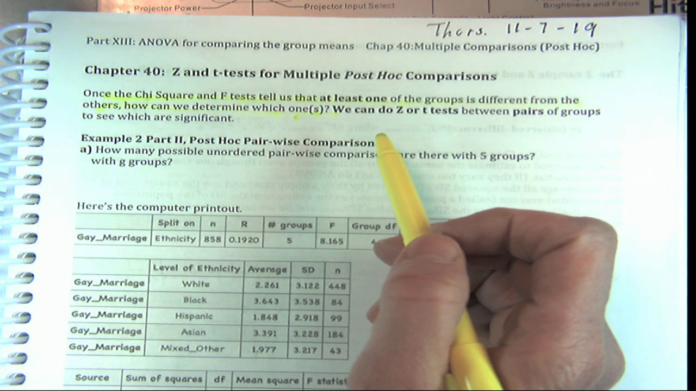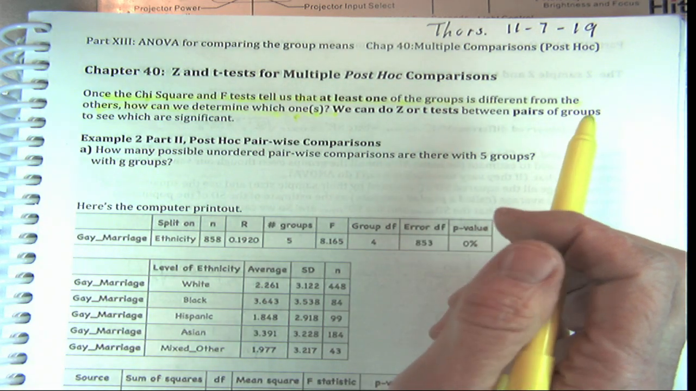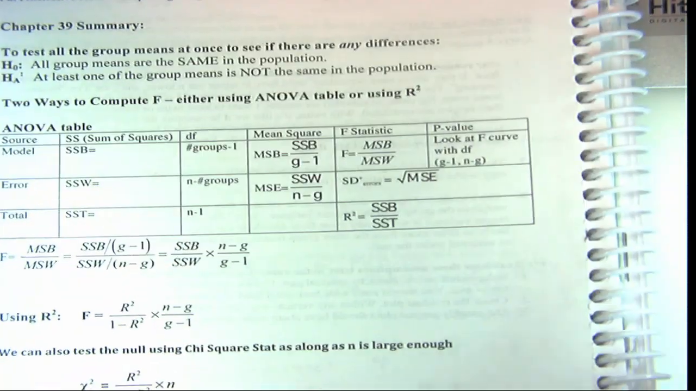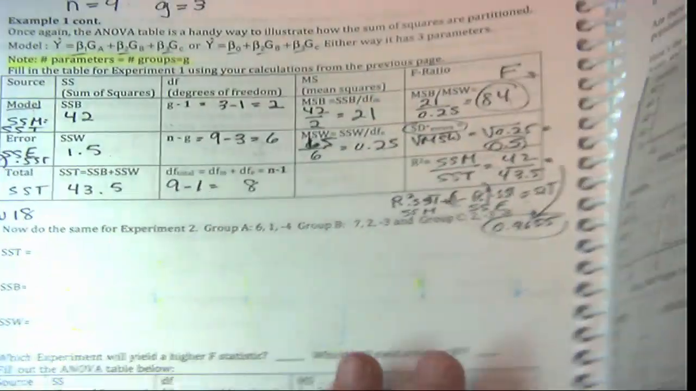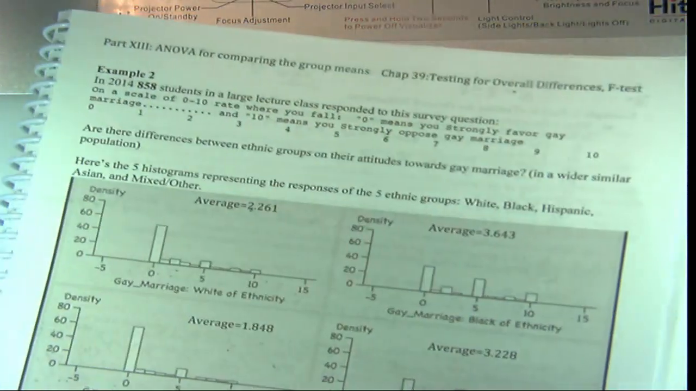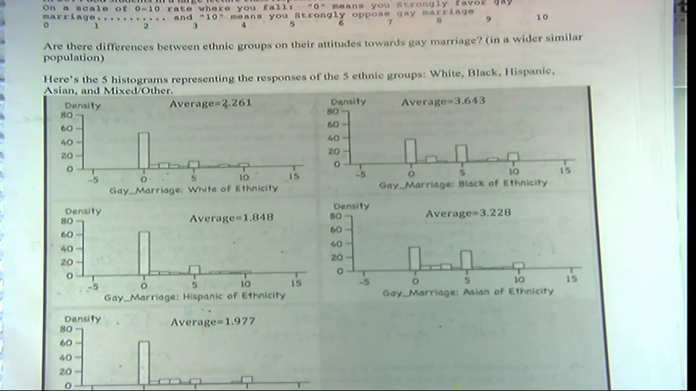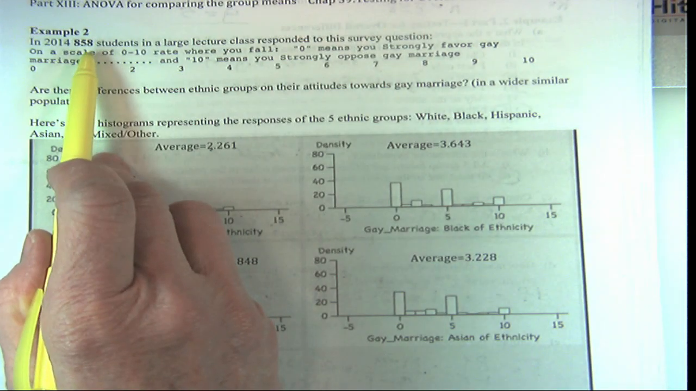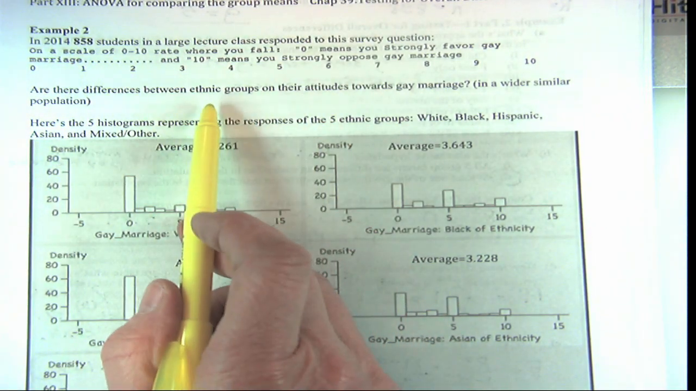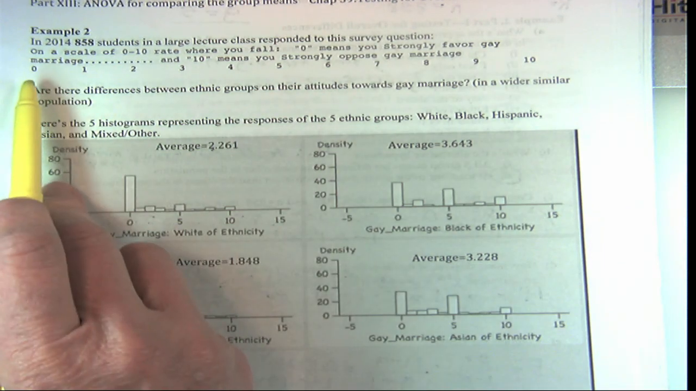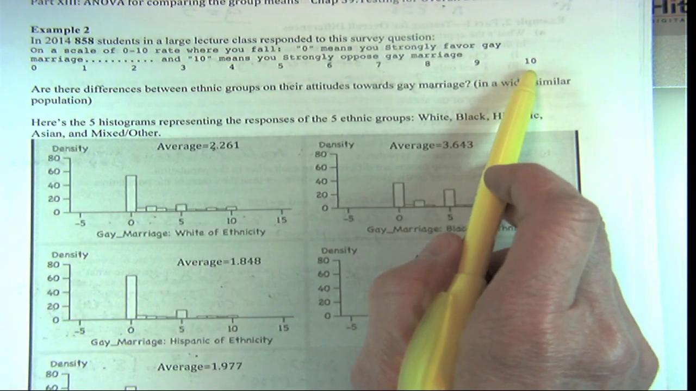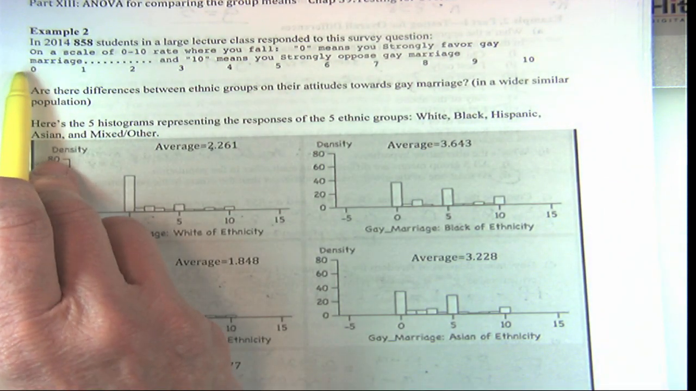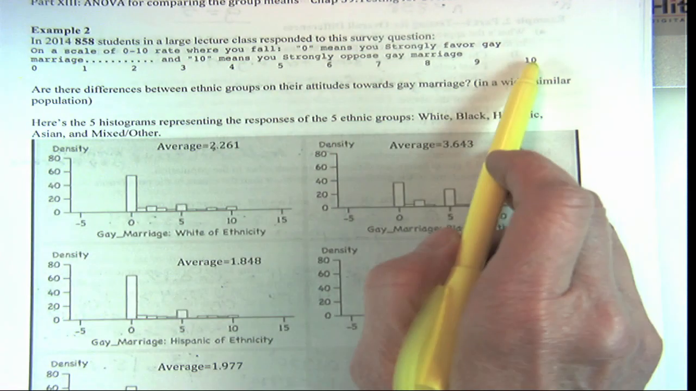So we're going to continue with that example that we were looking at before. We started it on page 178. I'll just refresh your memory here, where this is data from 858 Stat 100 students on their opinion about gay marriage. These are the people who strongly favored it at 0, all the way up to 10, which means you strongly oppose it.